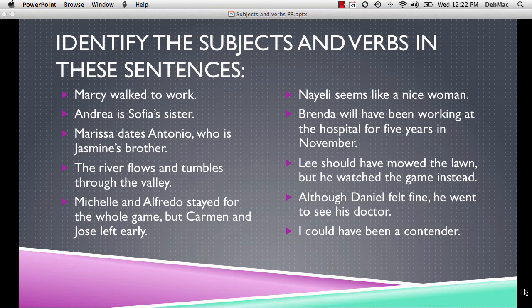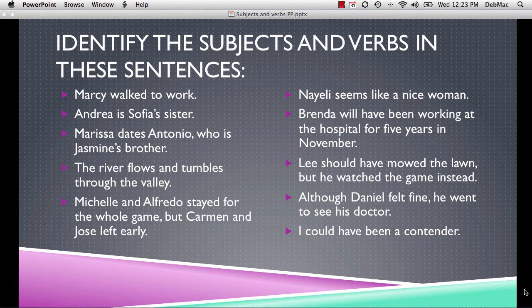Nayeli seems like a nice woman. We know that seems is a verb. It's a state of being verb. Who or what seems? Nayeli seems. Okay. For the next one, we've already identified that will have been working is the verb. Who or what will have been working? Brenda will have been working at the hospital for 5 years in November. Okay? So will have been working is the verb, and Brenda is the subject.